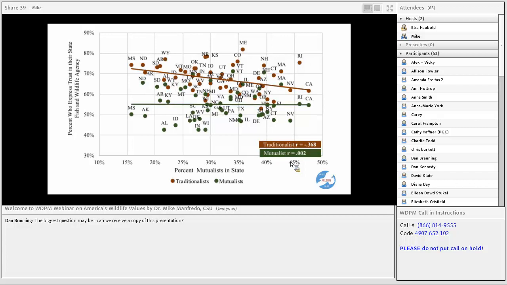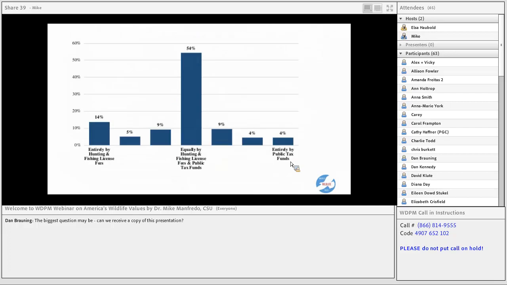And there's no relationship across the mutualists. In other words, they're lower than traditionalists, but it doesn't change if the state becomes more mutualist. But you do see this drop in trust in the agency from traditionalists. And I guess that probably isn't a surprise for folks thinking about the difficulty of making change when you start to have what we call a cultural backlash from the traditional clientele.